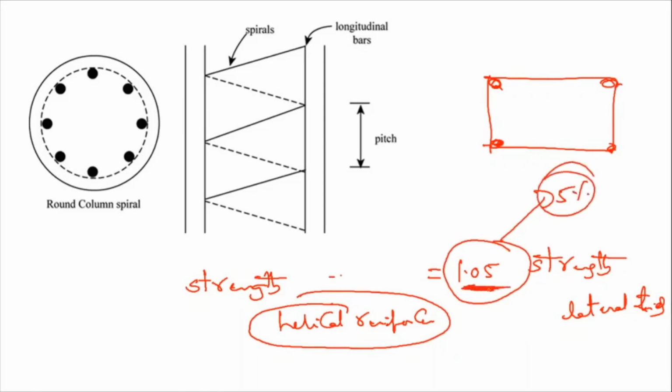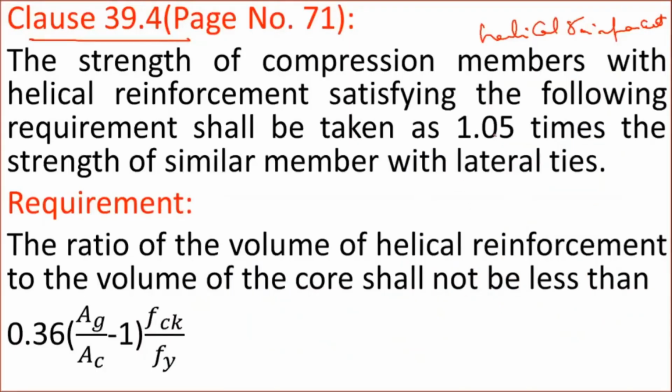So the factor will be how much? 1.05. Now in order to apply this condition, that is 1.05 times the strength of a similar member with lateral ties, it has to satisfy a requirement here.